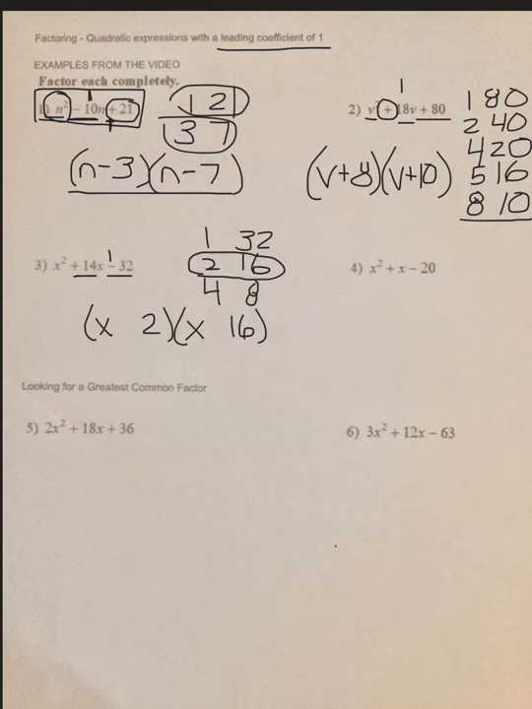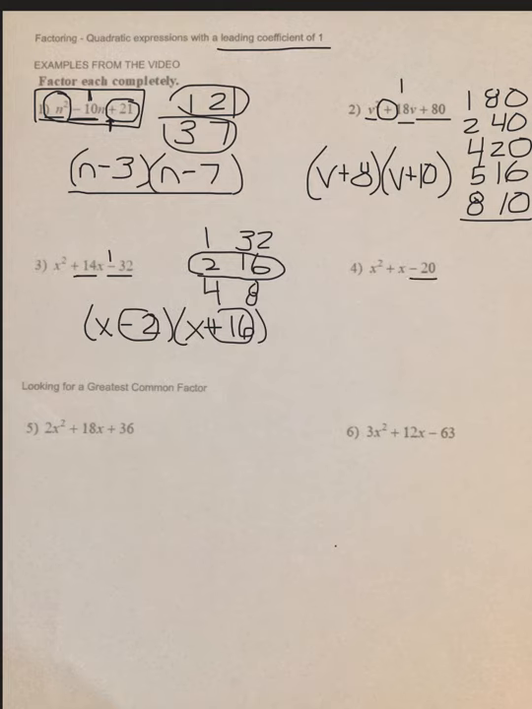Now, because it's a negative 32, I'm going to have one positive and one negative. The question is, which one's positive and which one's negative? Well, I want positive 14. For me to get to positive 14, that means the bigger number is going to have to be positive. Because when I take positive 16 and add negative 2 to it, that's going to give me positive 14. So if I factor this one down, I'm going to get x minus 2 in one parentheses, x plus 16 in the other.